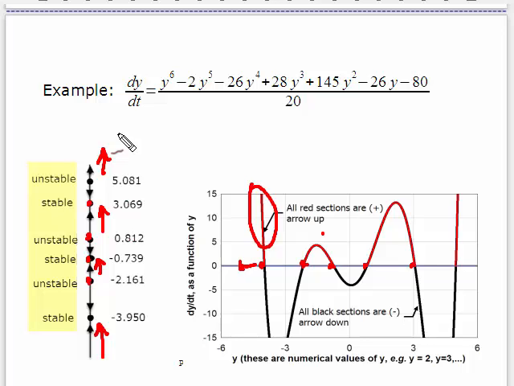So if you can adjust your thinking and get that idea in your head, that's a pretty quick way to draw the phase diagram, the phase line.